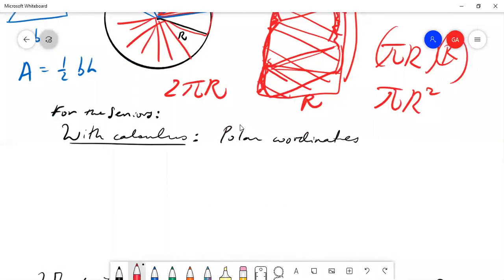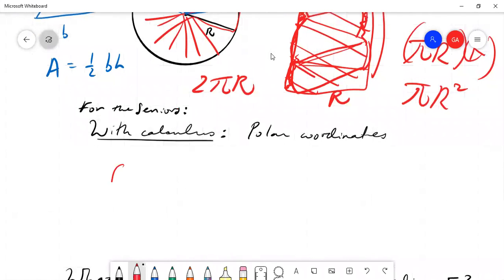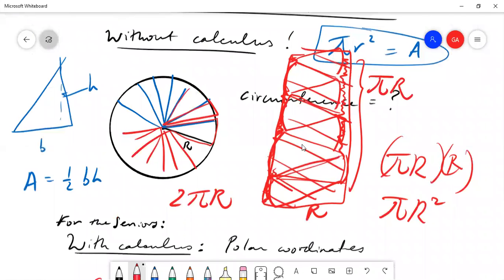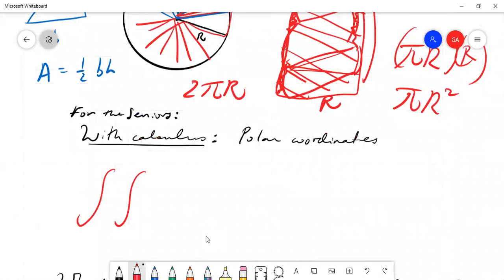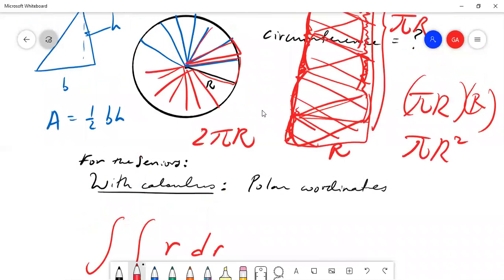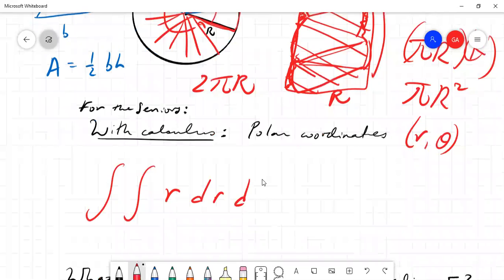But for the seniors, you're going to learn, especially if you take BC calculus, that you can also do this using polar coordinates, and this is what most people see when they're seniors. When I'm summing up an infinite number of triangles, I'm taking an integral in polar coordinates, over two different coordinates. Remember when we talked about polar coordinates, r and theta? R is your distance from the origin, and theta is how far around you're going. So you'd be integrating over the radius as well as the angle.